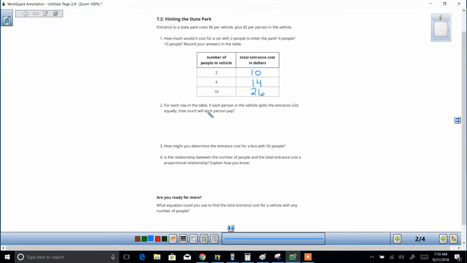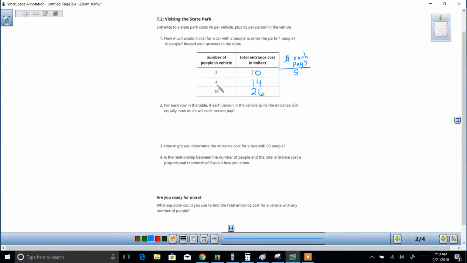For each row in the table, if each person in the vehicle splits the entrance cost equally, how much would each person pay? So this is how much the whole vehicle has to pay total. We're going to set up another column here. What is the price that each person pays? Let's say we were going to equally split it up amongst everybody that's in the car. So that means we're just going to take the total and divide it by the number of people in the vehicle. So, $10 divided amongst 2 people, we're paying $5 each.